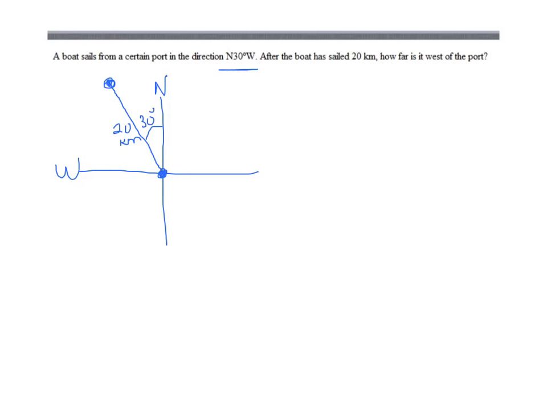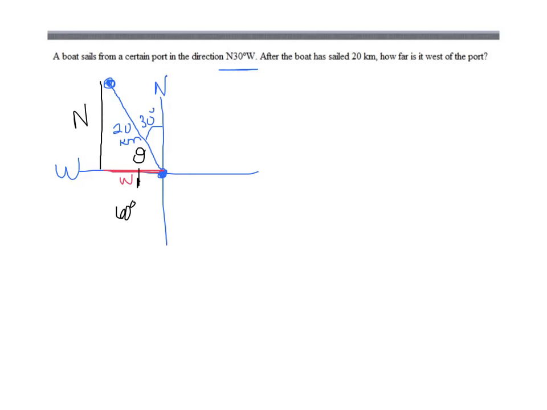So I'll change colors, this is the length west. This is how far west it is, right? And this is how far north it is. So you can see we have a triangle here made of north, the direction west, and also the actual bearing, which was 20 kilometers. All right, so can I find this angle? Well, sure I can, because this is 30 degrees from the north, then this angle would be 60, right here.